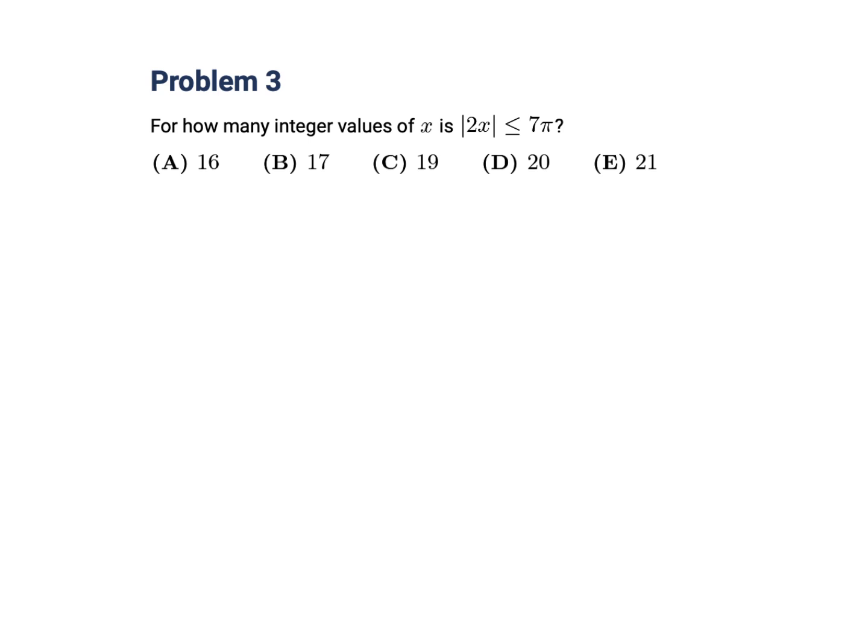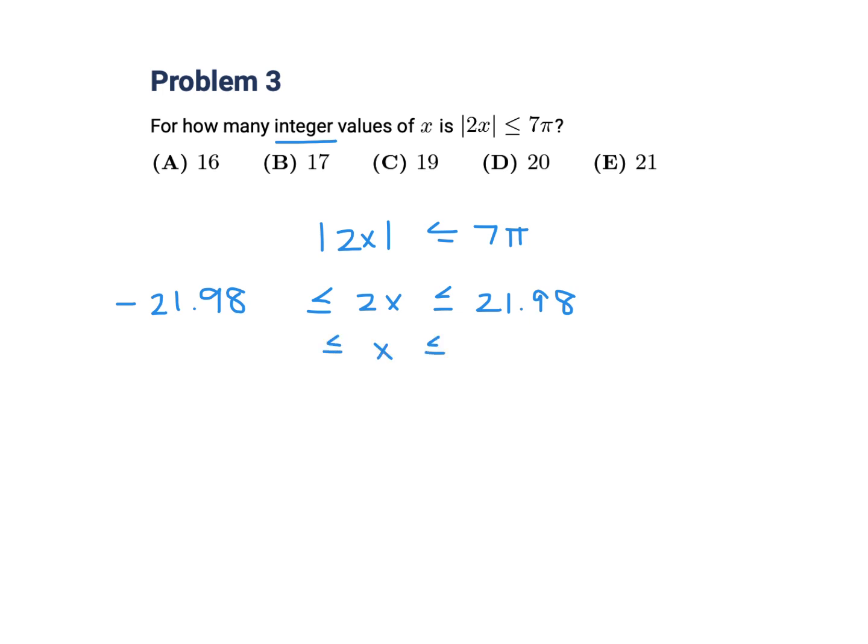For how many integer values of x is the absolute value of 2x less than 7 pi? So the absolute value of 2x is less than 7 pi. 7 pi is approximately 21.98. They're concentrating on integers, right? If I drop the absolute value, the inequality becomes 2x is greater than minus 21.98 and less than positive 21.98. I divide through by 2, and I get approximately minus 10.99 to 10.99. Then you're just looking for integers in that range.